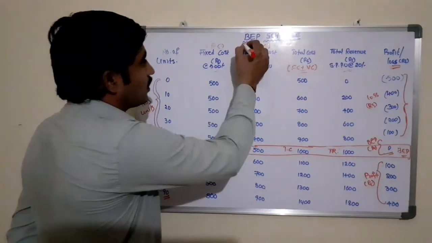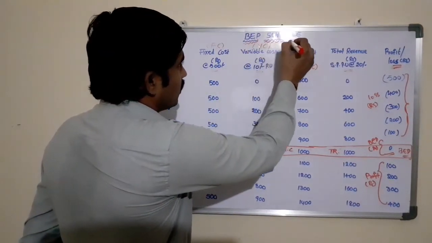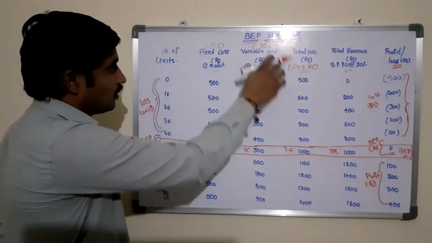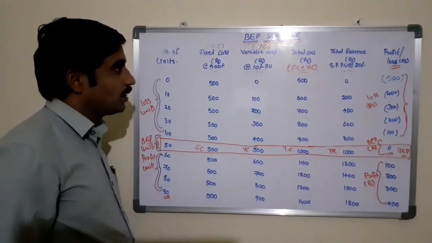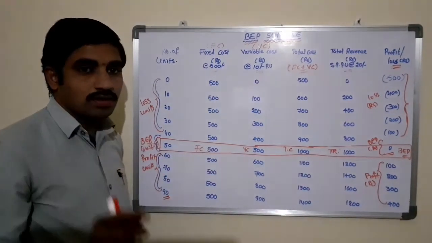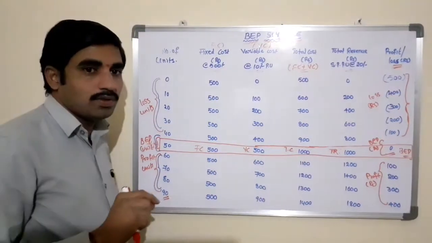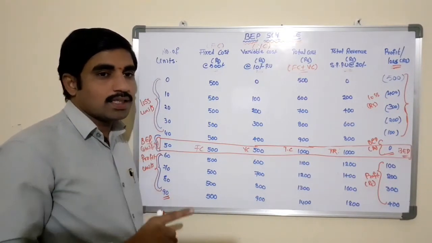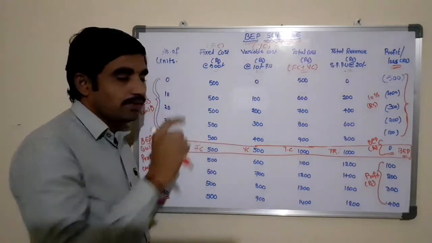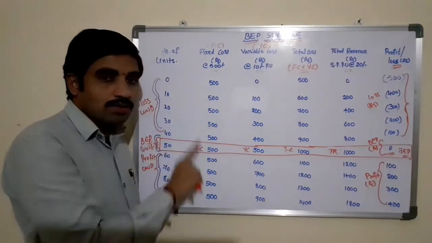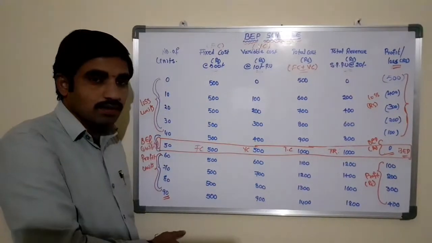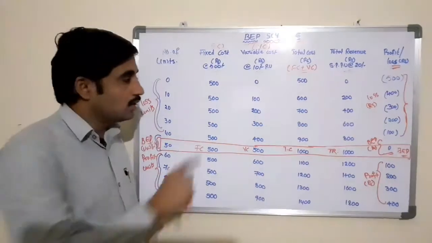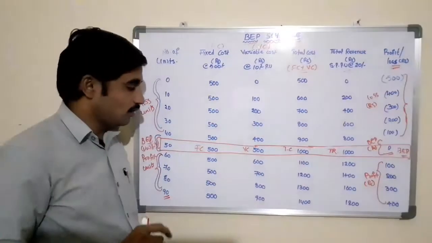So what are the assumptions we have seen in the schedule? The first one is that the total cost of production should be classified into fixed and variable cost. If not, it is not possible to determine the break-even point. Cost must be classified into two, fixed cost and variable cost. Fixed cost remains constant at any level of production. Even at zero production, we have to incur the fixed cost. In this case 500 rupees is the fixed cost.